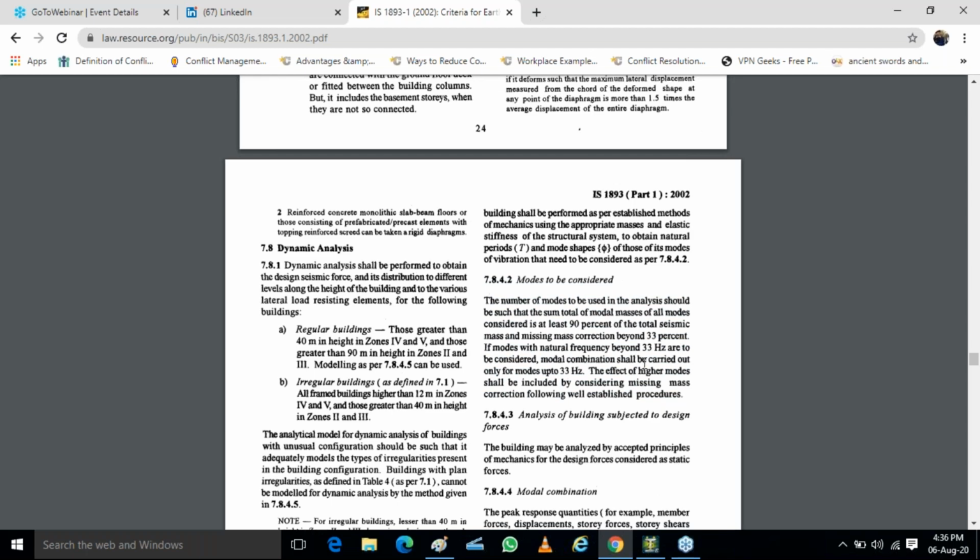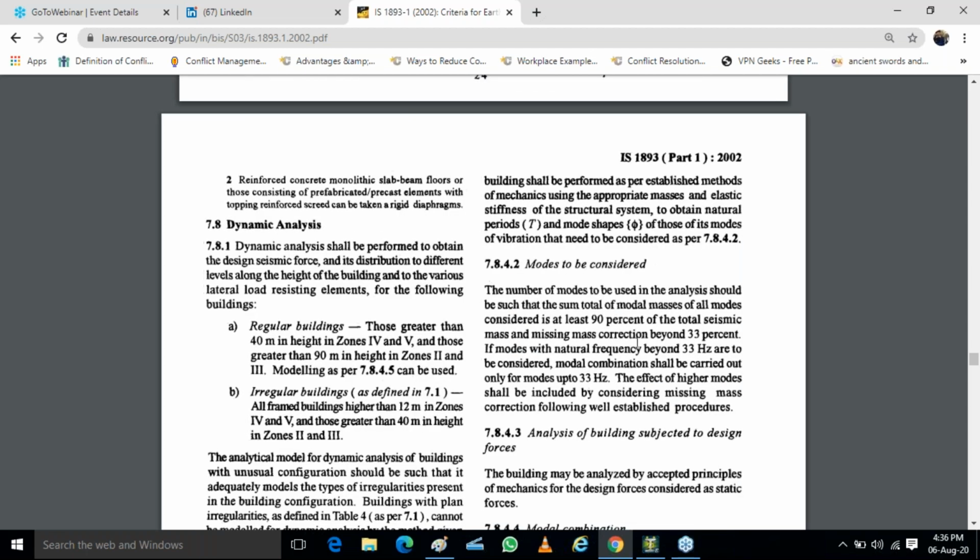Modes to be considered. The number of modes to be used in the analysis should be such that the sum total of modal masses of all modes considered is at least 90% of the total seismic mass, and missing mass correction beyond 33 Hz. If modes with natural frequency beyond 33 Hz are to be considered, modal combination shall be carried out only for modes up to 33 Hz. The effect of higher modes shall be included by considering missing mass correction following well-established procedures.